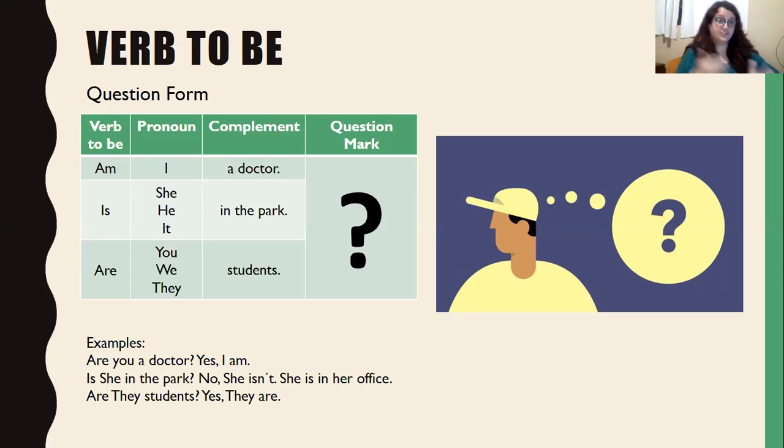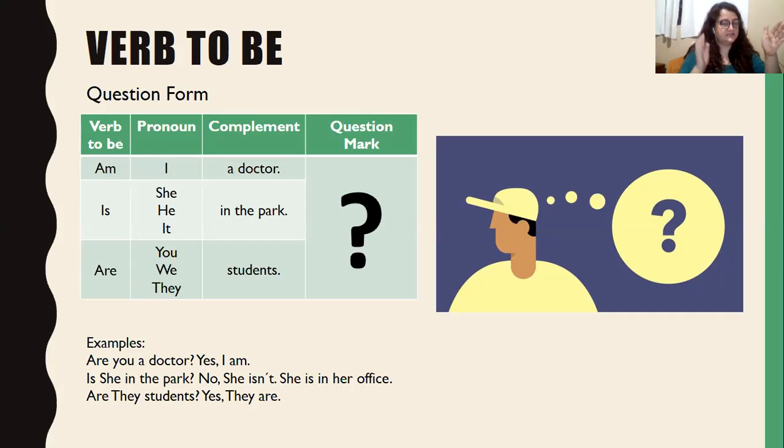For example, is she in the park? No, she isn't. She is in her office. That is a long answer. Also you can say, no, she is not in the park. Okay, so three ways on the verb to be: am, is, are. And remember the formulas.